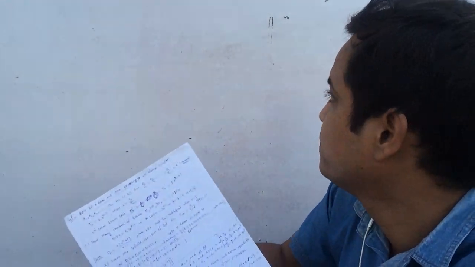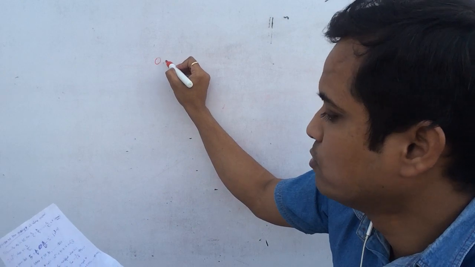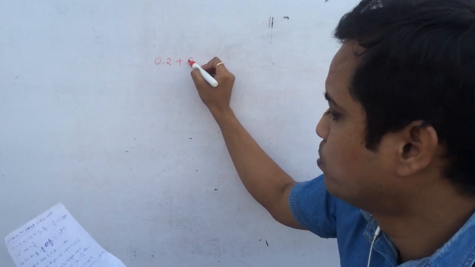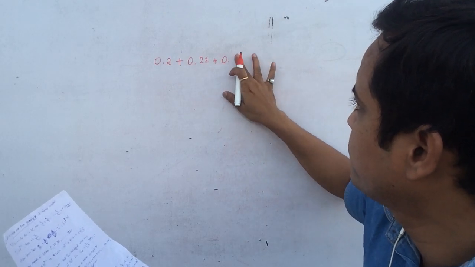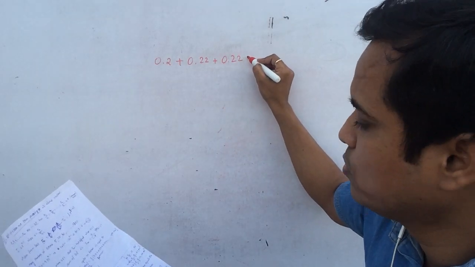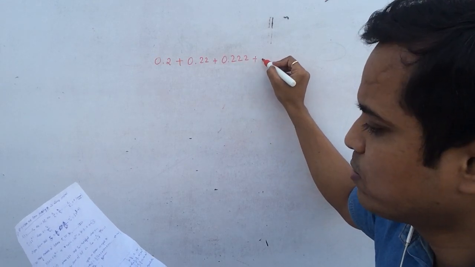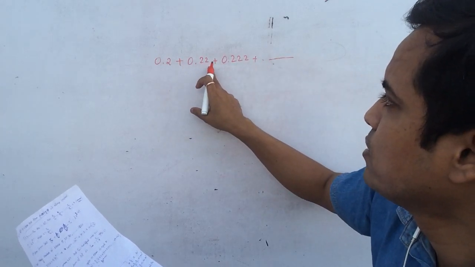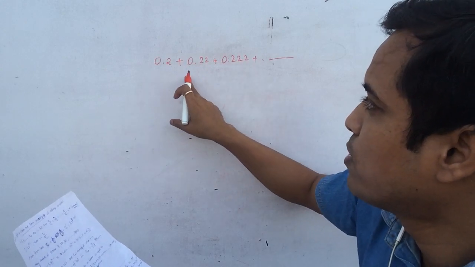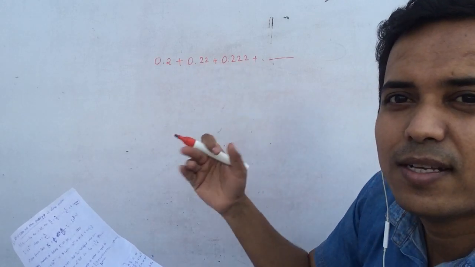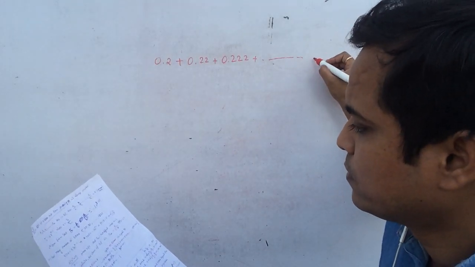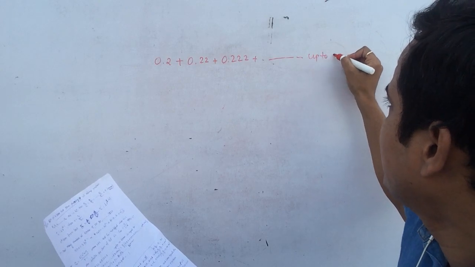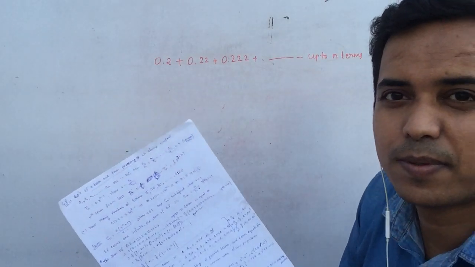Now moving to the next question. If the sum of 0.2 plus 0.22 plus 0.222, up to n terms. You'll get a similar question like this in the exam: 0.3 plus 0.33 plus 0.333, or 0.4 plus 0.44 plus 0.444. The procedure is the same for all, up to n terms.